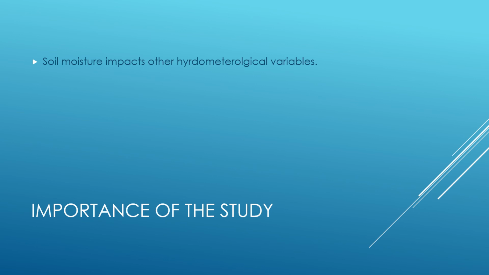If you have taken a basic course in hydrometeorology or hydrology, you understand that there is an energy flux involved, so thermodynamic principles are at play. So soil moisture, ground level moisture, has an influence on those fluxes, which overall influences the hydrological cycle.